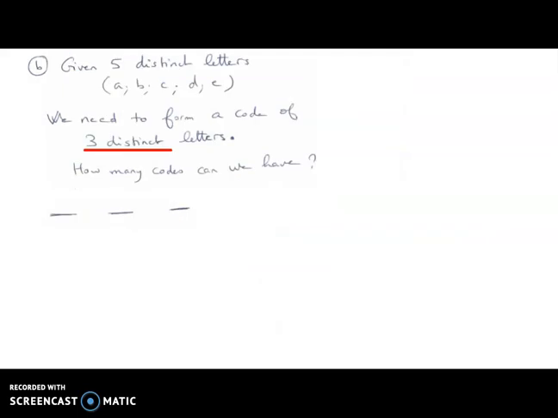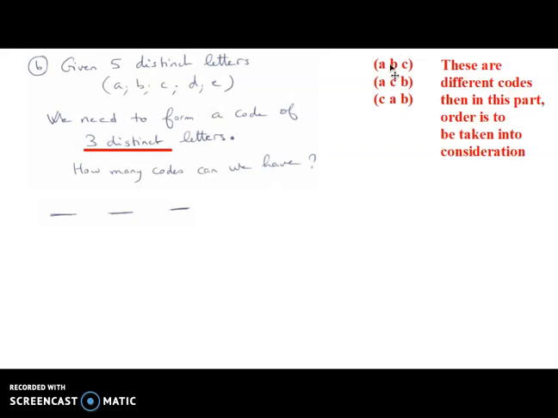In part B, we are given 5 distinct letters A, B, C, D, and E, for example, and we need to form a code of 3 distinct letters. Here in this part, we are given 5 letters and we want to have a code of 3 letters. With having distinct letters, it means that also repetition is not allowed. Okay, let's think about this part.